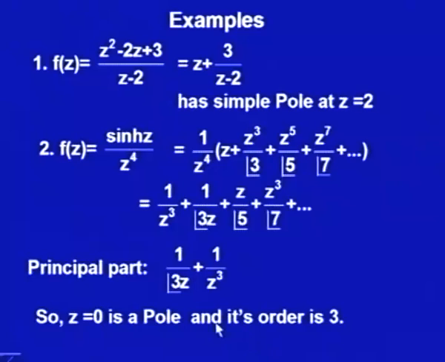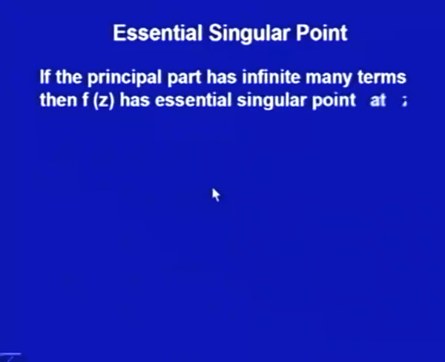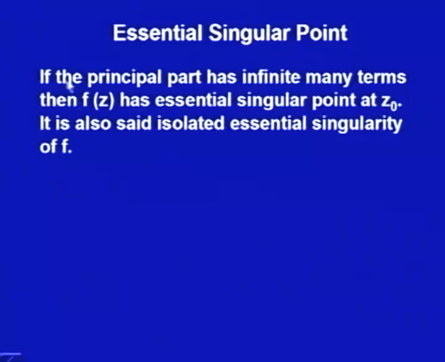Now come to the question: if my principal part contains infinitely many terms, then we call that isolated singularity an essential singularity. So we define the term essential singular point. If the principal part has infinitely many terms, then f(z) has an essential singular point at z naught. It is also said to be an isolated essential singularity of f.